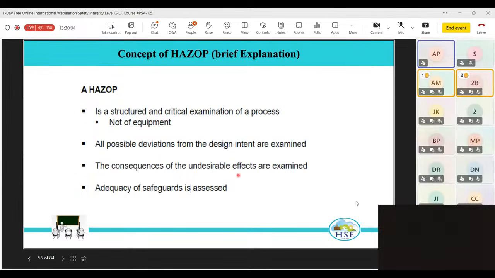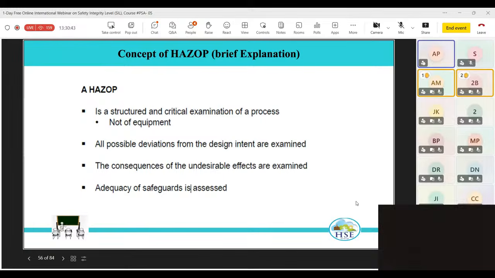Typically there are many misconceptions about HAZOP. Many people think that you can do a HAZOP for equipment. Typically, it is not meant for equipment. For equipment you can do some other type of studies like FMEA. For HAZOP, it is applicable for a particular plant. Here, in this structured critical examination, the representative thing which is taken is the P&ID, the process and instrument diagram, as a starting point.